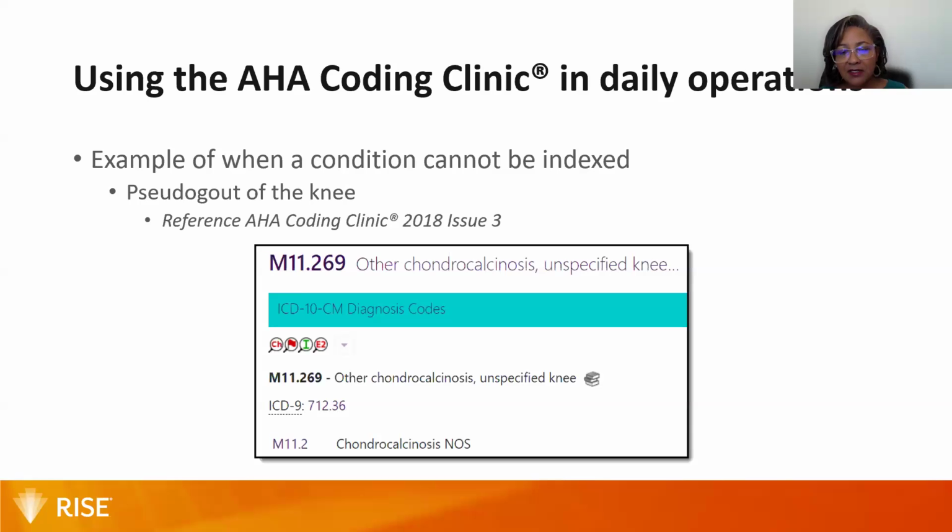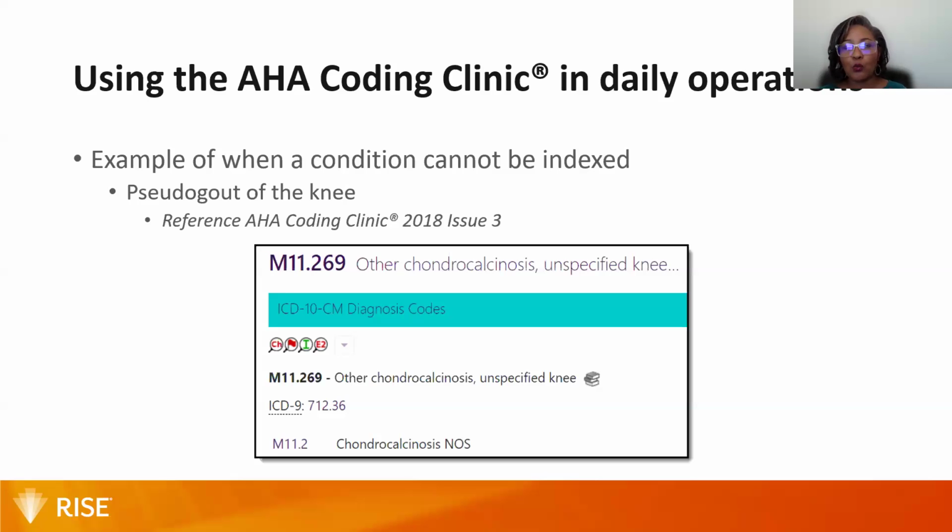So with that being said, if you were to see pseudo gout and you were to ignore that term because you were unable to index it, you might be losing out on revenue. So it's really important to make sure that you are looking through the coding clinic and looking to see if there's any terms. And we're going to talk about different ways that you can search and find what you're looking for most of the time. But this is a great example where if you were saying, I can't index that, you might find that you have missed out on a possible mapping code.